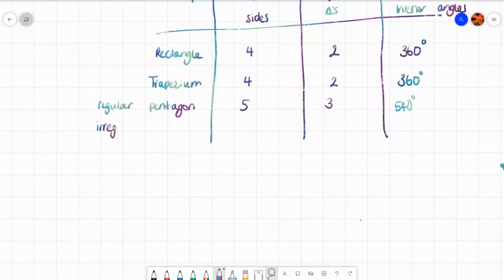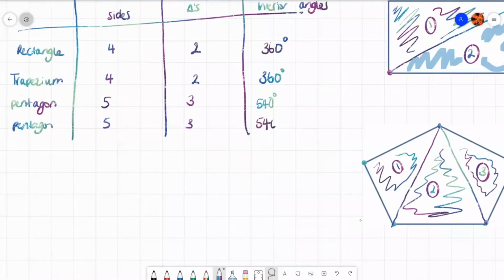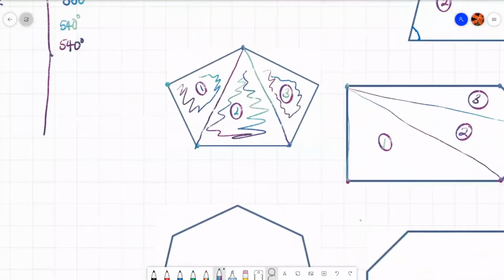This is an irregular pentagon. Still 5 sides, still I can make 3 triangles, and the angles add to 540 degrees. Okay, let's have a look at another shape then.